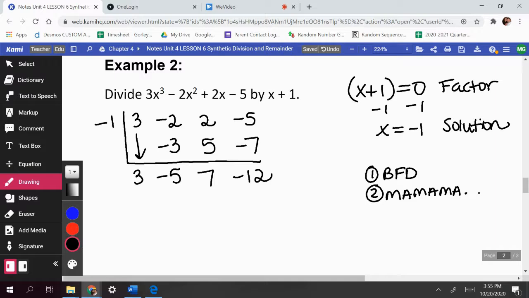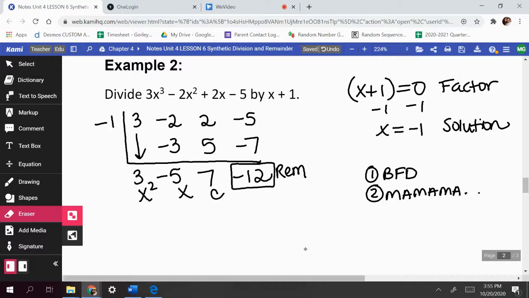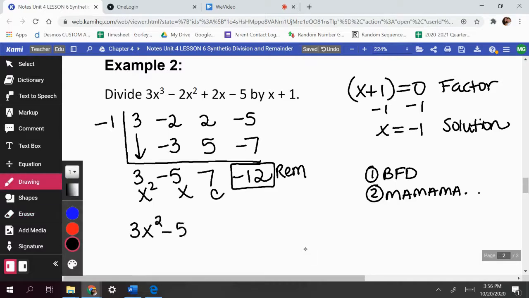Remember, this is going to be my remainder. Then I have my constant, then x squared. If I had more, I'd keep going: x cubed, x to the 4th. But I don't have more, so I'm going to stop at x squared. I get 3x squared minus 5x plus 7 plus my remainder, which is -12, over my divisor. Don't put -1. For your divisor, we want the factor. That was your divisor. And that's going to be my answer there.